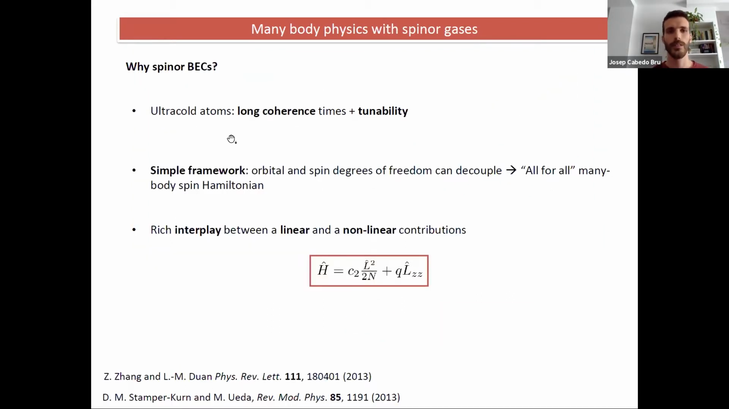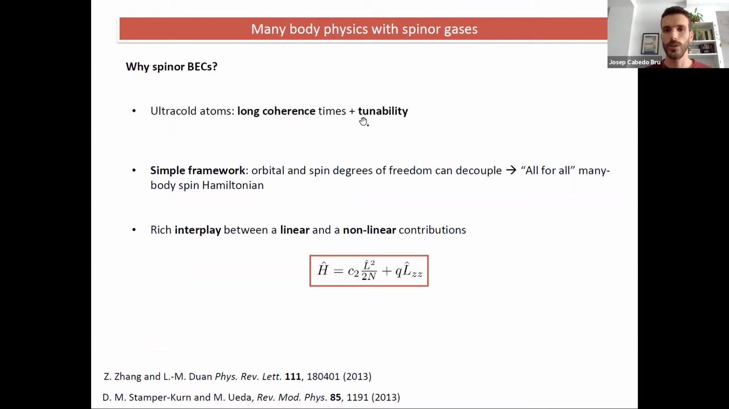So we see that spinor BECs can provide a simple framework to observe coherent macroscopic quantum dynamics. They also have several advantages that have made them very popular. Essentially the most important is that ultracold atoms have a large degree of tunability, so they allow us to simulate a lot of interesting physics in a very clean environment.